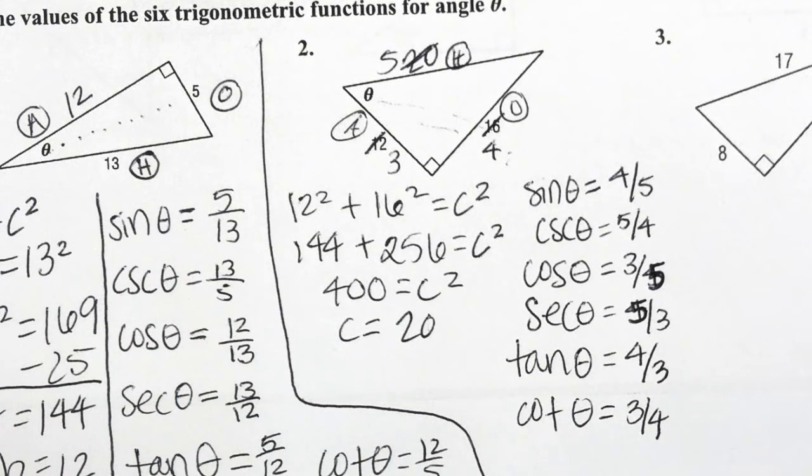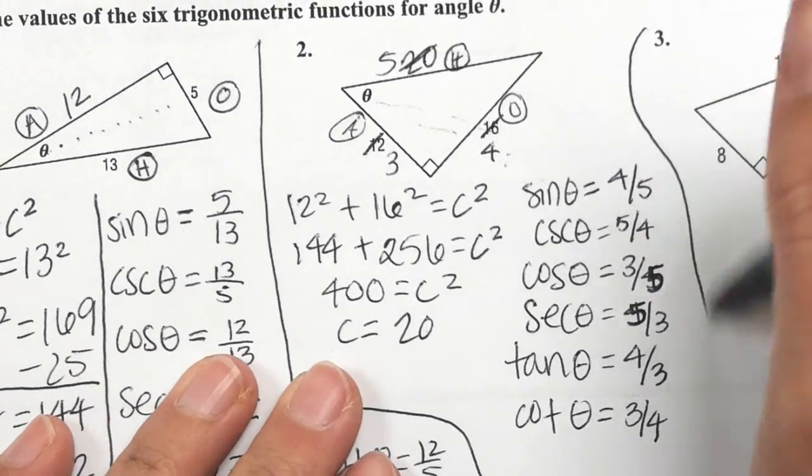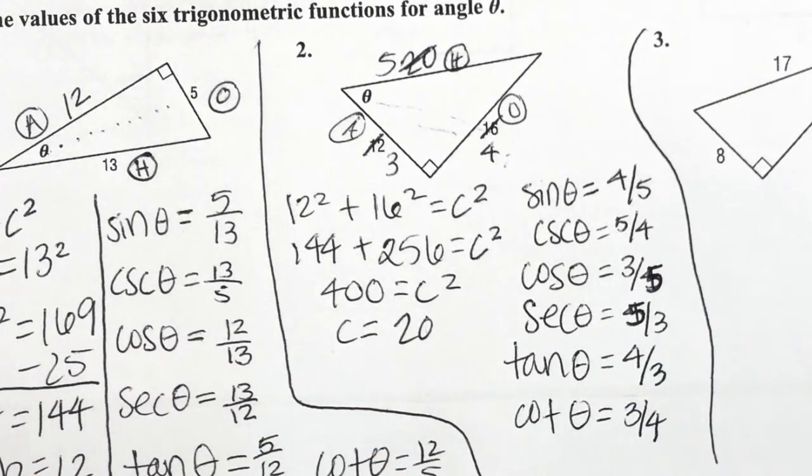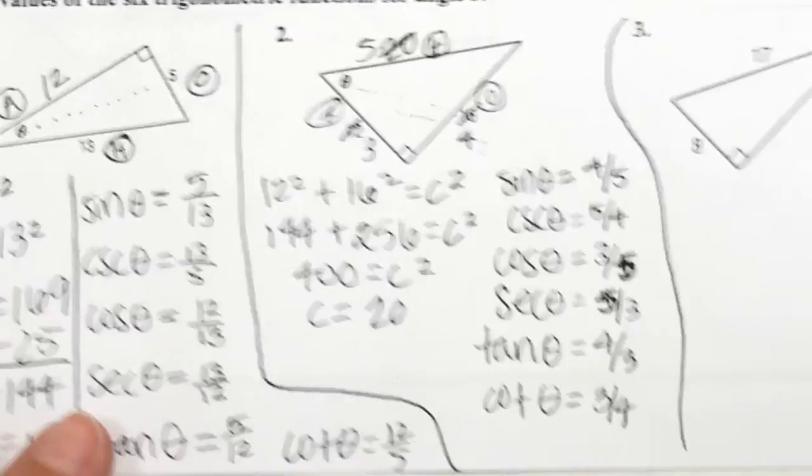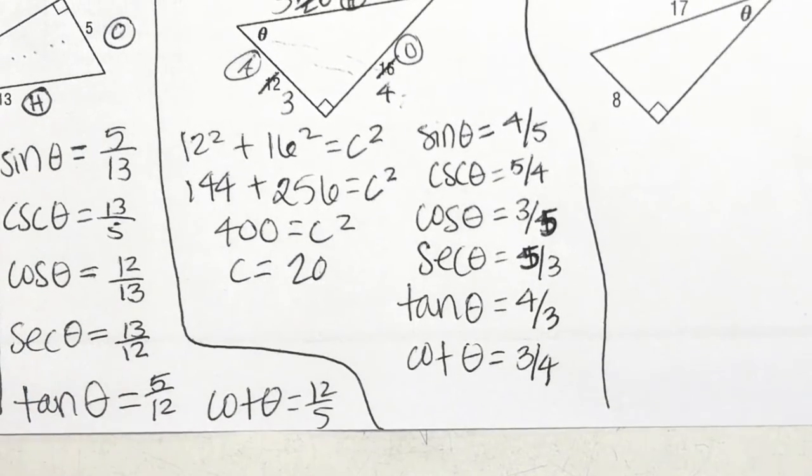Does everybody know, is SOHCAHTOA easy to use, or do we need to come up with something else? Everybody understands how to use it while we went over it? Okay. I want you to try 3 on your own, and I will call on 7 people. The first person to tell me the missing side, the other 6 to tell me the 6 trig functions. If you need help, let me know.